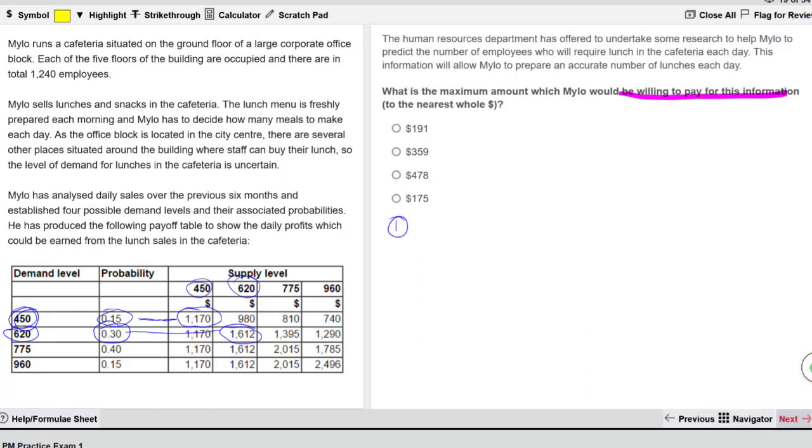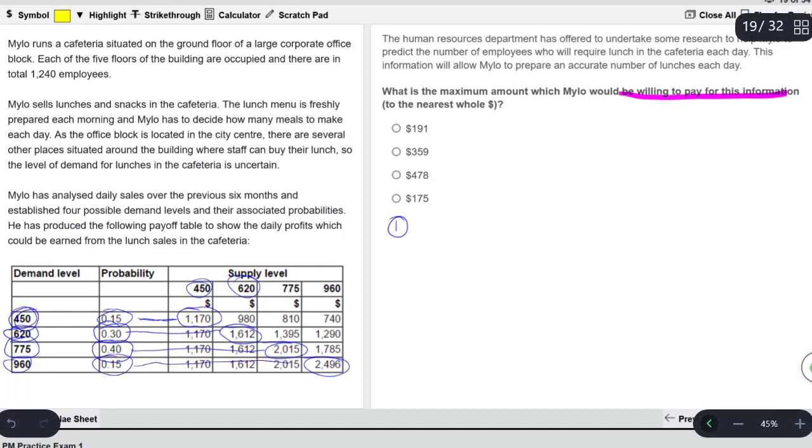Now, if we magically knew that the demand would be 775, well, I would make the best decision and I would produce and sell 775. And there would be a 40% chance of me making that decision. Now, if I magically knew that my demand would be the highest, the 960, well, then I would produce the 960 and earn the profit of 2496. There's a 15% chance of that happening.